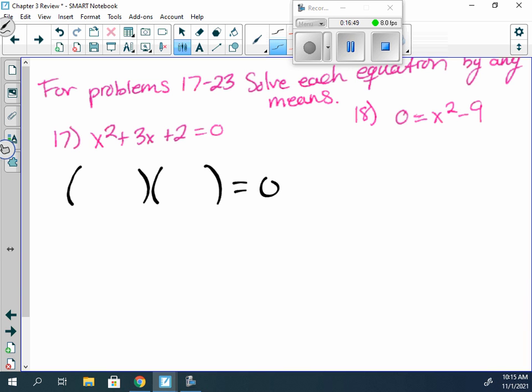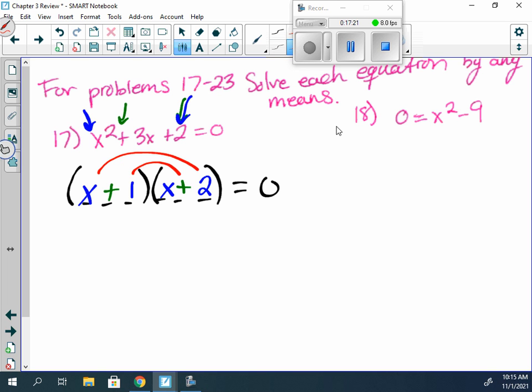Two sets of parentheses with 3 spaces. Since the third term is positive, the signs are the same and they match the sign of the middle term, which is positive, plus and plus. Then we look at the factors of the first and third term. Well, factors of x squared are just x and x. Factors of the third term are 1 and 2.